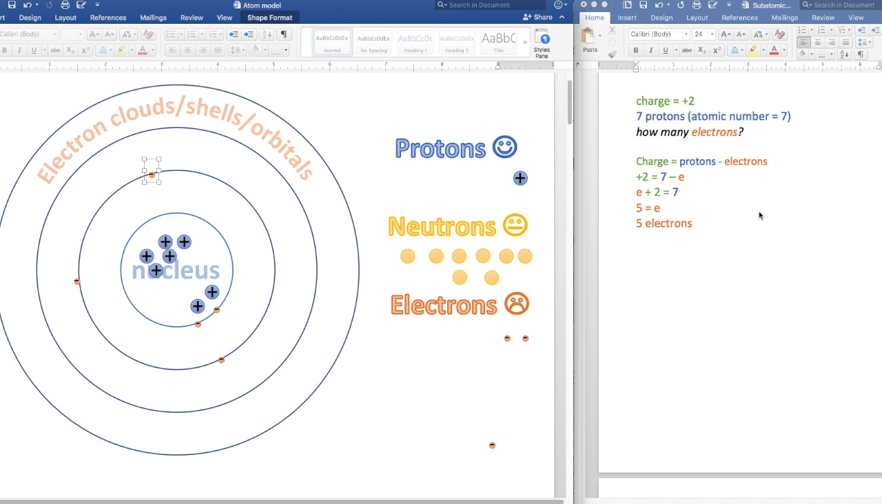So mathematically what we're doing here is we're plugging in the numbers we know into charge equals protons minus electrons. And so +2, which is just a positive number 2, equals 7 for the protons minus the unknown number of electrons. And then we have to solve for E, so add E to both sides gives us E plus 2 equals 7. And then subtract 2 from both sides gives us 5 electrons.